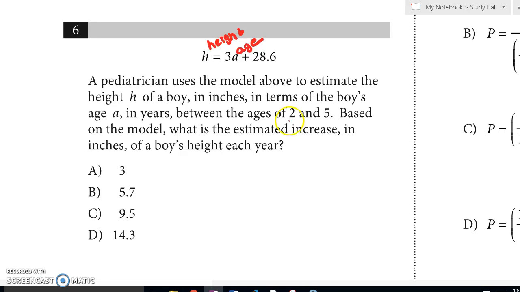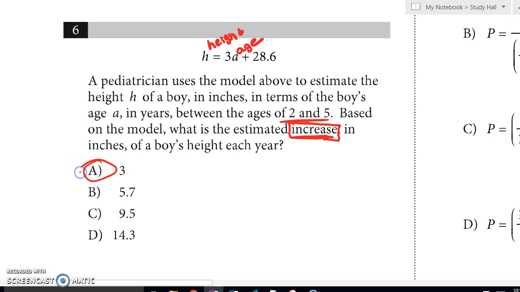The first time I saw this, the ages 2 and 5 confused me so much because I was trying to plug in 2 and 5 and then find the slope between those 2 points. I was just confused. But if you read this, it says, what is the estimated increase, right? So the keyword is increase, in inches of a boy's height each year. Every year means age or year is going to be the variable. So what does it increase by every year?